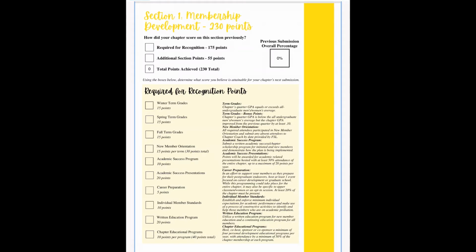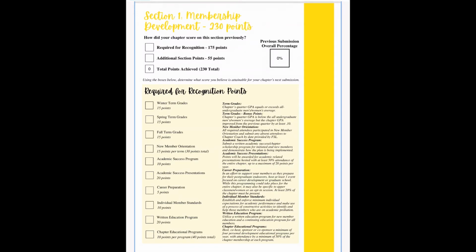Once you have completed the previous point section, now it's time to jump into the future planning section in the yellow box. As you'll see, the first area will be the points that are required for recognition. Because these points are so important, this is a great area to focus on first. On the left side will be the point boxes, title of the standard, and the points that are available for that standard. On the right side will be a brief description of the standard.